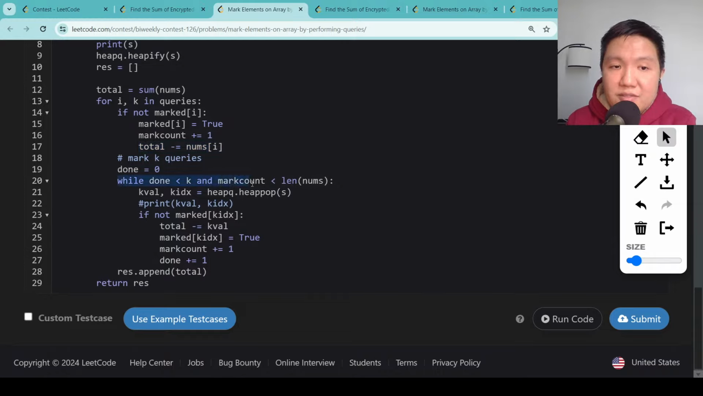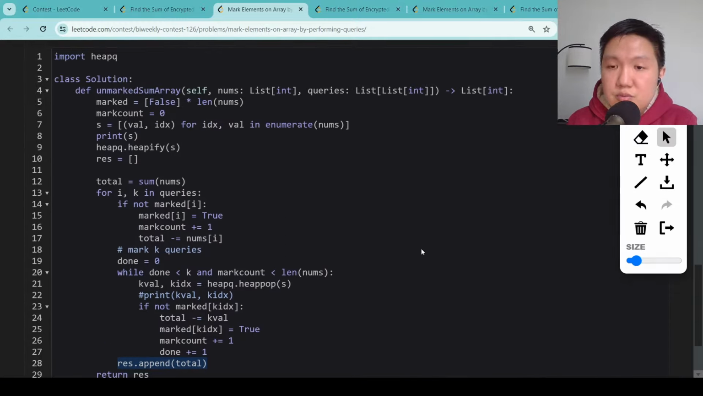So step 1 is kill I, then the second step is I want to kill the k smallest, right? For the k smallest, I basically use a heap: I heap pop, and then I kill him off, I mark him, and I subtract him from the total. I use an array to keep track, and I append the total that remains after I do each query. So this should work also. Let me see if there are any questions here.